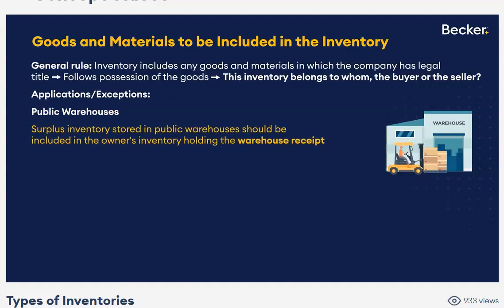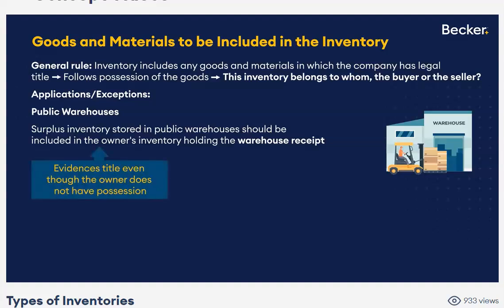Other exceptions, a public warehouse. You've produced a lot of inventory, there's a surplus. You don't have enough space in your store to store those goods. So you put some of your inventory in a public warehouse. Even though you don't have physical possession any longer, that's still your inventory. It should be included in your inventory. Your ownership would be evidenced by what? A warehouse receipt. But even though you don't have physical possession, include that in your inventory.